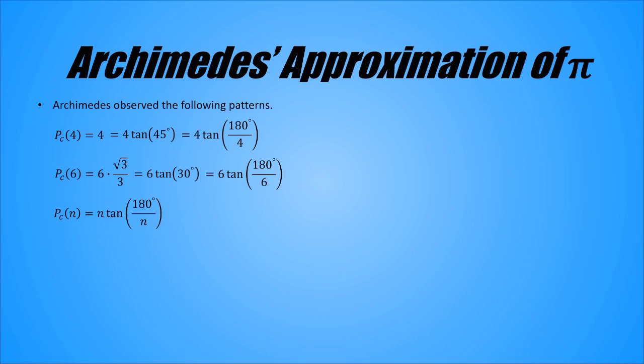Let's look at the inscribed perimeters. So here's the perimeter of the inscribed square. It's 4 times the square root of 2 over 2. And the square root of 2 over 2 is the sine of 45 degrees. And 45 degrees is 180 degrees divided by 4.